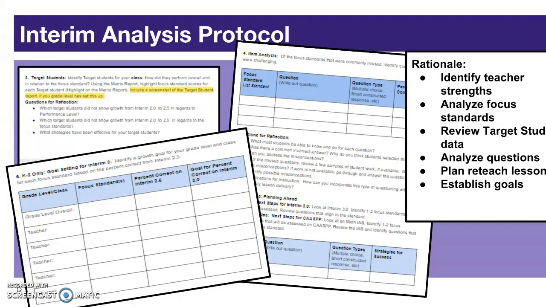The next piece, they look at an item analysis. So they will look based on their focus standards, identify questions connected to the standard and commonly missed questions, and analyze those and possible misconceptions that may have arisen. And then in the next piece, they look ahead.